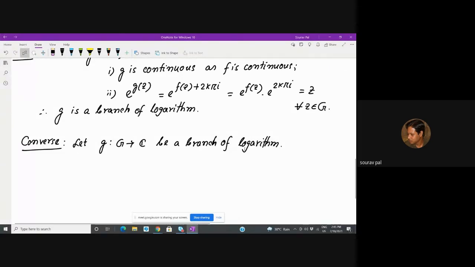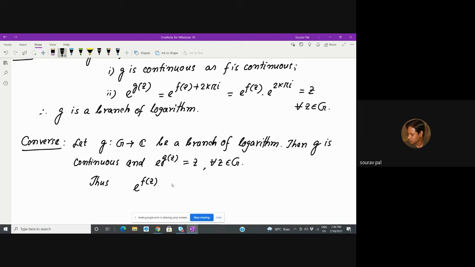So let g be a branch of logarithm. Then we have both the conditions. Then g is continuous, and e to the gz is equal to z for all z in G. Okay. So we already have e to the fz equal to z, right? Because f is given to be a branch of logarithm in G.